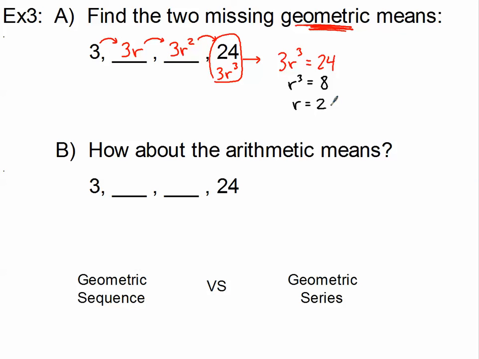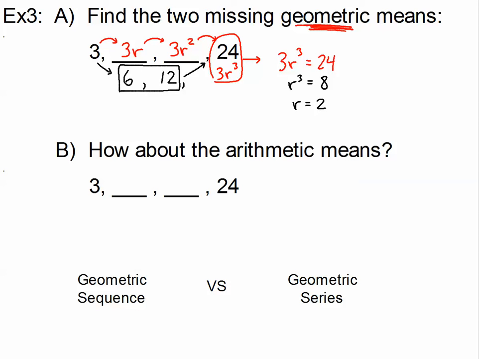And now we can go ahead and confirm that. 3 times 2 is 6. 6 times 2 is 12. 12 times 2 is 24. So we found the two missing geometric means.